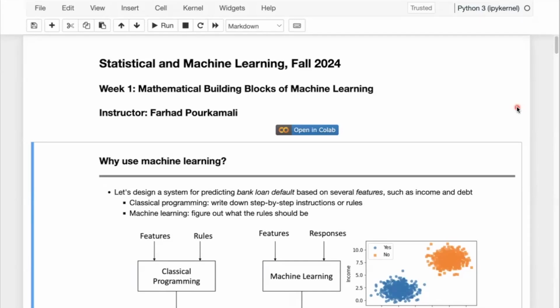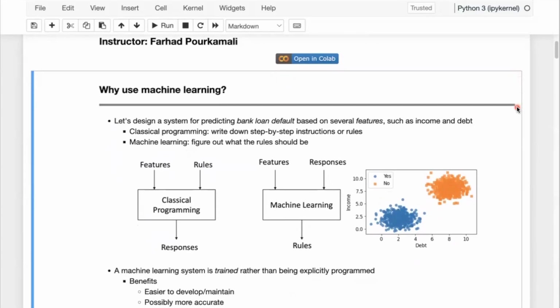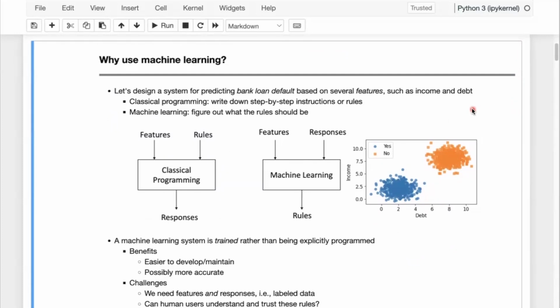Hello everyone. In this video, we discuss mathematical building blocks of machine learning, including data, calculus, linear algebra, mathematical optimization, and probability and statistics. And the goal is to show you how all these things work together to enable learning from data and making predictions. Before getting started, we should discuss why we should even use machine learning.